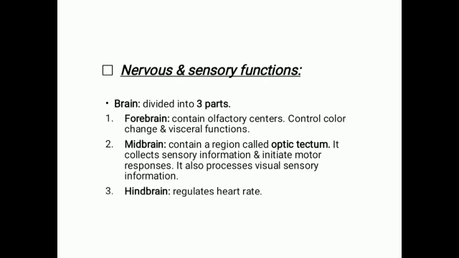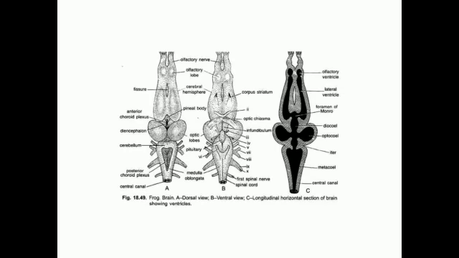Nervous and sensory function. The brain is divided into three parts: forebrain, midbrain, hindbrain. The forebrain contains olfactory centers and controls color changes and visceral functions. The midbrain contains a region called the optic tectum. It collects sensory information and initiates motor responses. It also processes visual sensory information. The hindbrain regulates the heart rate. This is the dorsal view, ventral view, and a horizontal section of the brain.